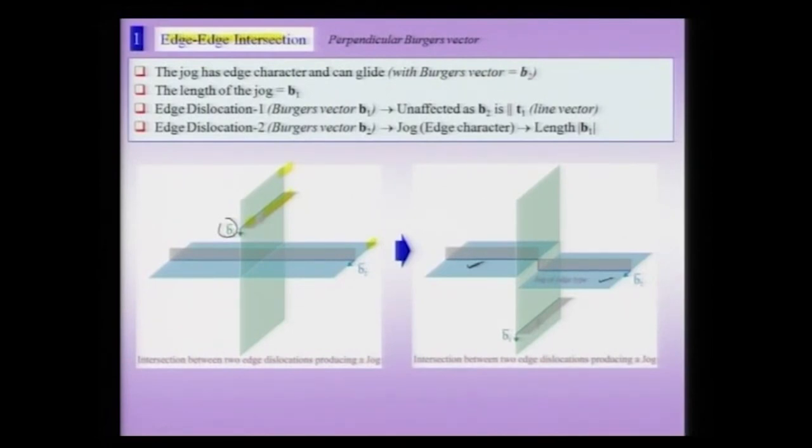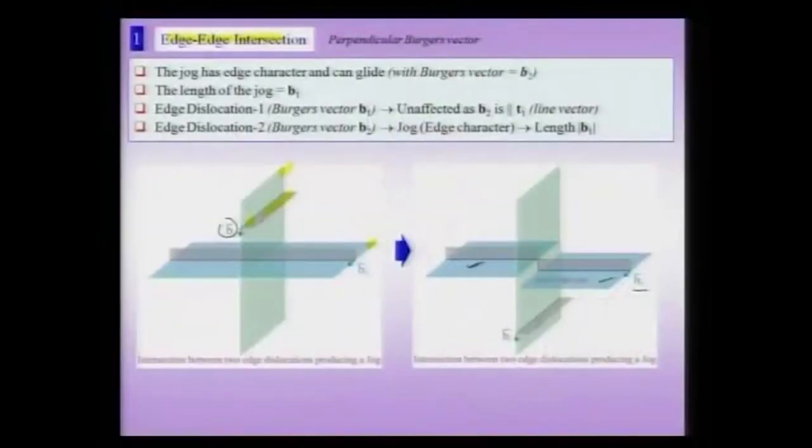Since B2 is parallel to the dislocation line, this intersection does not lead to any alteration in the green dislocation line, because the Burgers vector B2 is parallel to the dislocation line of the green dislocation. Therefore, this intersection does not alter the green dislocation in any way. But since the B1 vector is perpendicular to the blue dislocation line, it leaves a jog as the dislocation moves along its slip plane.